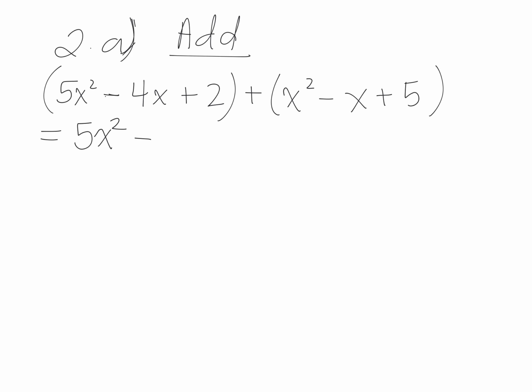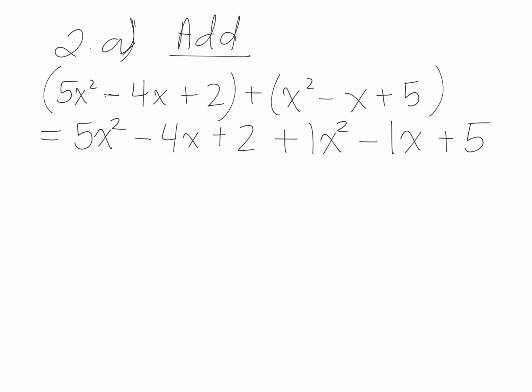Then I'm taking away 4 x's, so I'm taking away 4 apples. Then I'm adding 2. Then I'm adding another 1x squared. X squared was a banana, right? And then I'm taking away 1x, which was an apple. And then I'm adding 5. Okay, we have 3 different terms now.